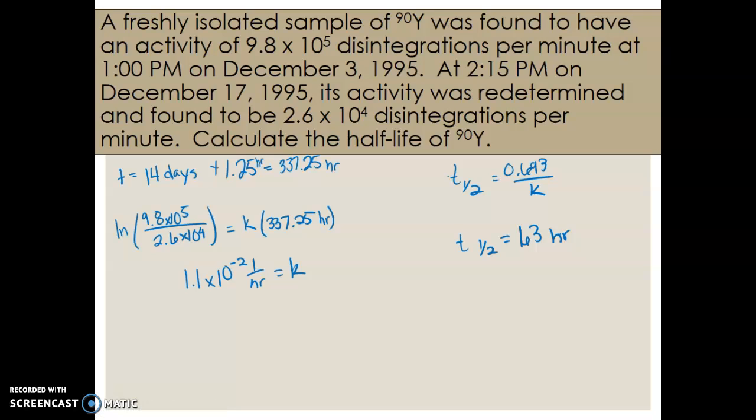I just wanted to start this video with the answers to the last example on the video for 19.2. I think it might have cut us off before we got to those. So your rate constant is 1.1 times 10 to the negative second, 1 over hour, and your half-life is 63 hours.